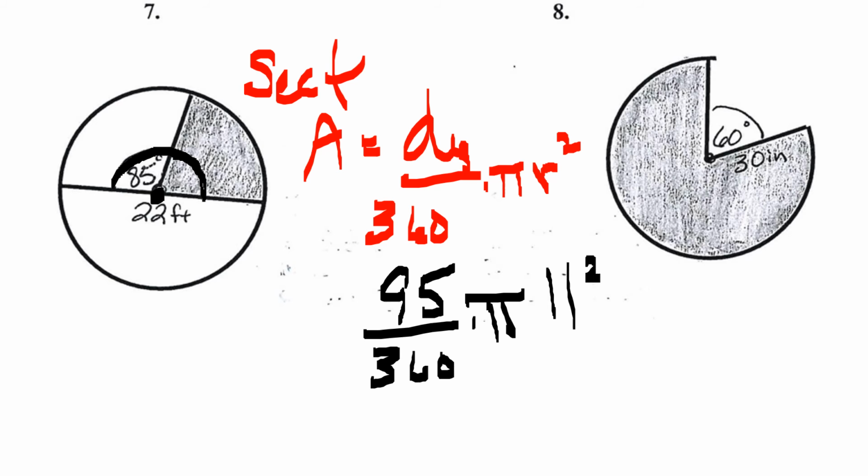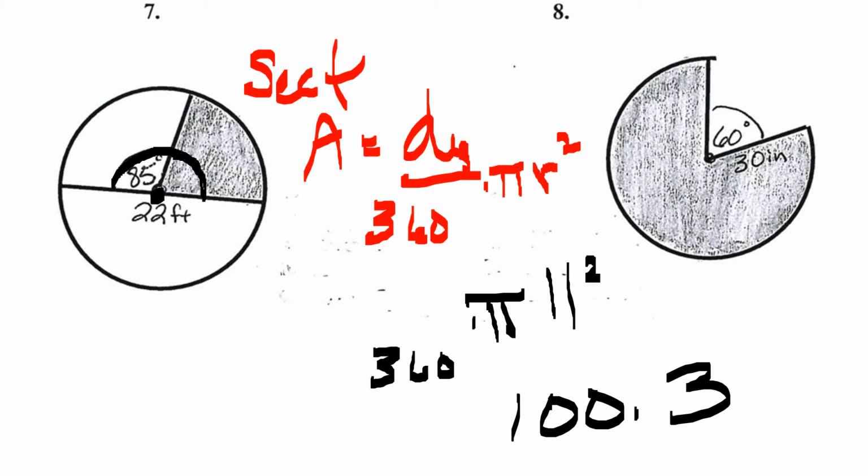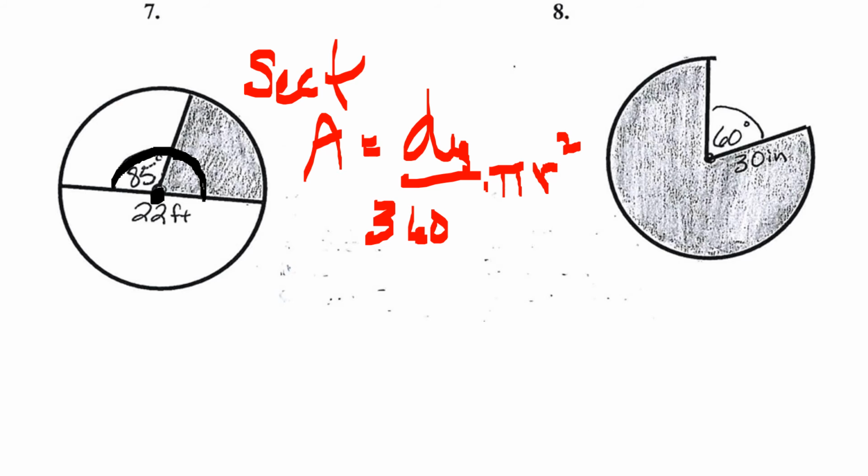Put the whole thing in the calculator. 95 divided by 360 times pi times 11 squared. 100.3. Okay. Alright, and then on the next one, same formula, just new numbers.